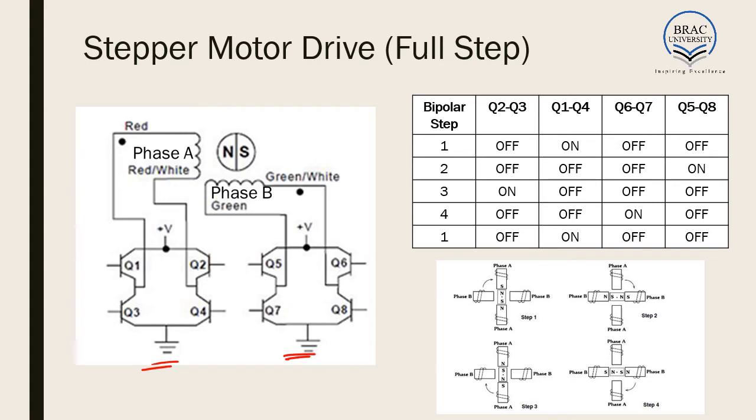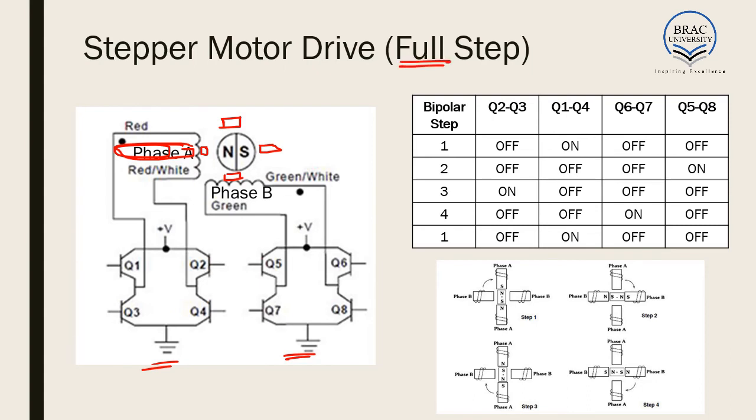energize one phase. Suppose this is phase A. For simplicity of the diagram, the coil is drawn here, but we have to know there is a coil here and there is a coil here for phase A. For phase B, there is a coil here and there is a coil here. There are 2 ways to drive a stepper motor: full step and half step.